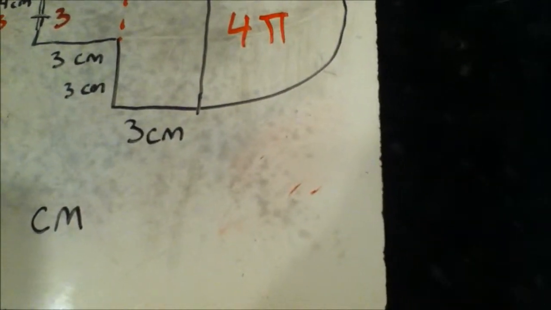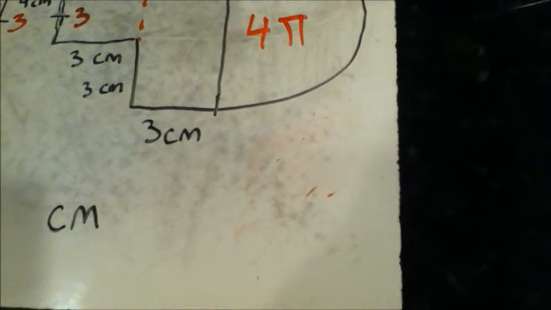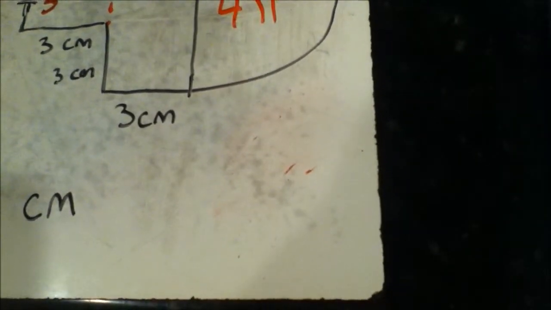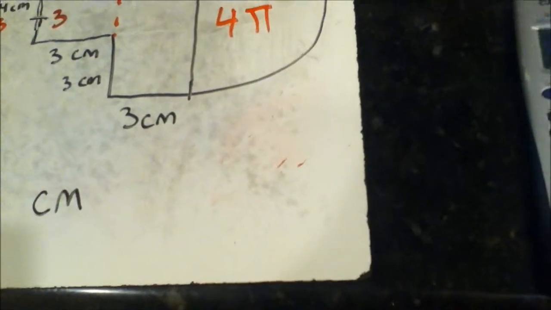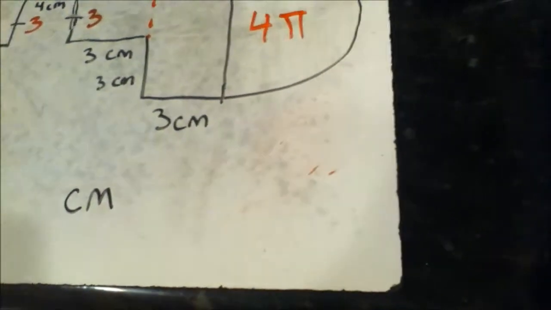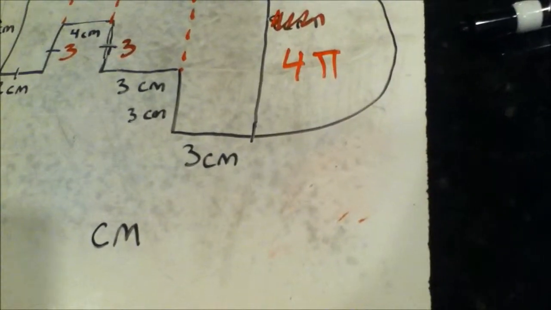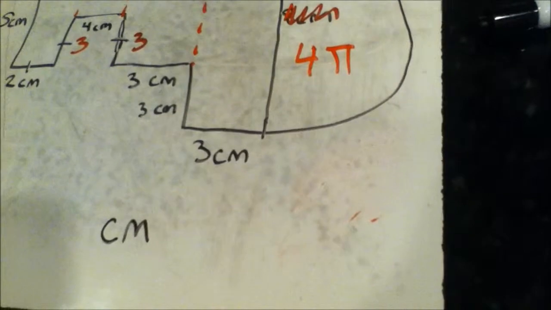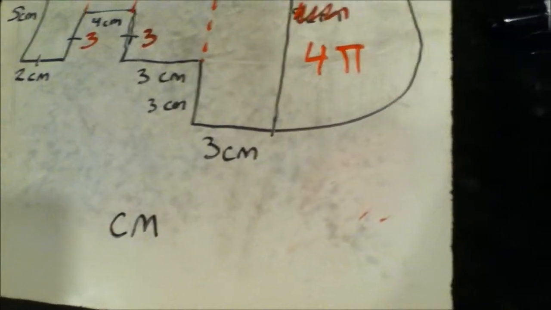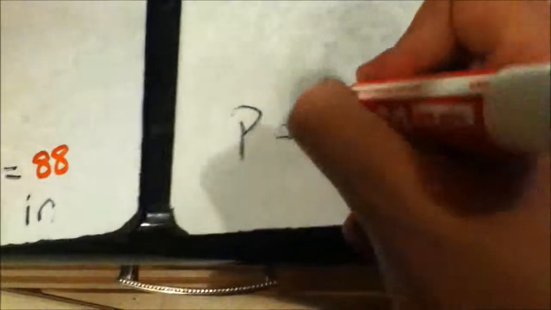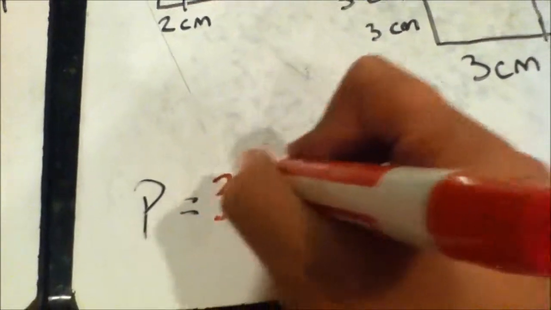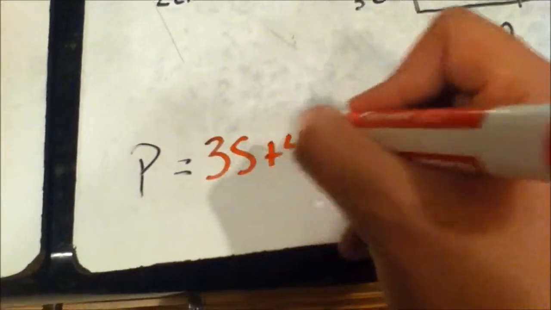Now we need to do the calculations. Leave it in terms of pi, it's fine. It's 2, it's 3, it's 4, it's 3, plus 3, plus 3, plus 3, plus 3, plus 4, plus 2. Ooh, I lost my spot. Let's start at 5. Okay. The last answer should be 35 plus 4 pi.